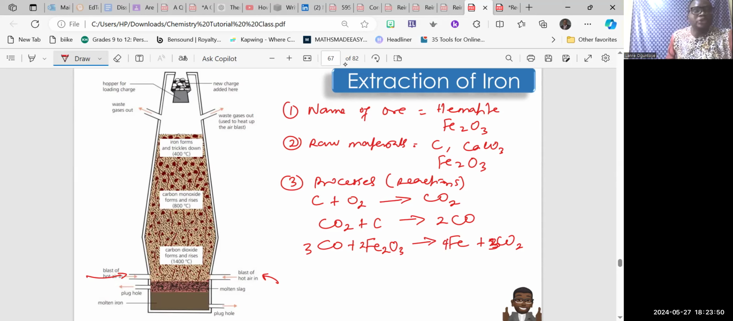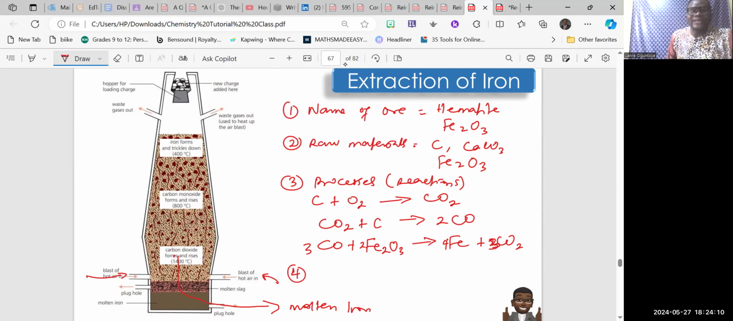The iron produced will then be tapped off. It goes to the bottom. That's where the iron will be, it is molten. Molten iron. That will be tapped off there. Right? Good. We have produced our iron.